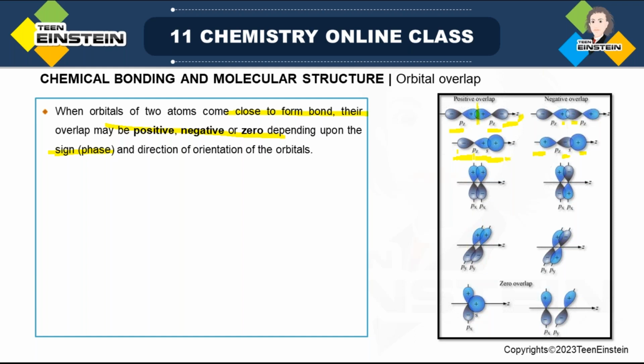Then we have this lateral overlap of 2px. Now why is it px? Because this is the z axis where you have this pz line. So obviously if this is pz along the z axis, px will be perpendicular to it. Now when they are laterally approaching each other, these bonds are called pi bonds. It is not head overlap, we will come to that point. But right now just focus on the fact that two similar phase signs make it positive overlap, but this is negative overlap.